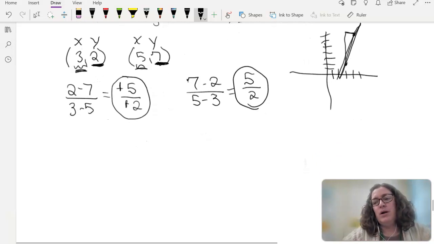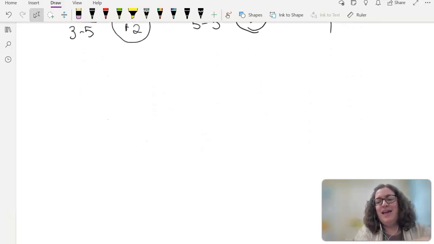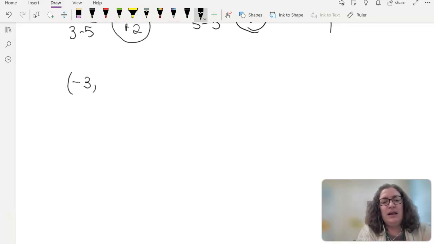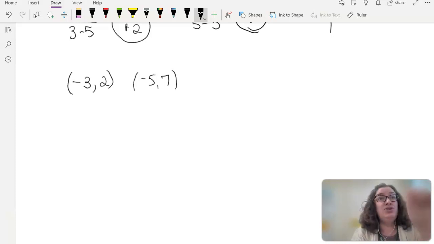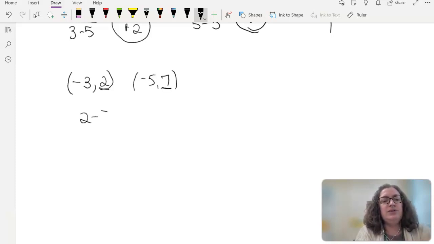Let's try one more, maybe 2 more, just to get the hang of this a little bit better. What if one of my points, or multiple of my points, has some negatives involved? So let's say negative 3, 2, and negative 5, 7. So again, my slope formula is the change in y's divided by change in x's. So I'm going to take my y values, 2 minus 7, divided by my x values, negative 3 minus negative 5.